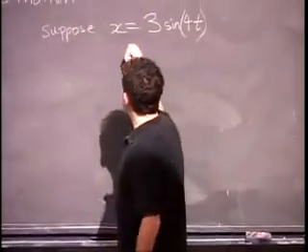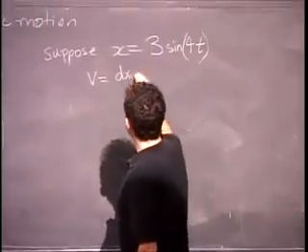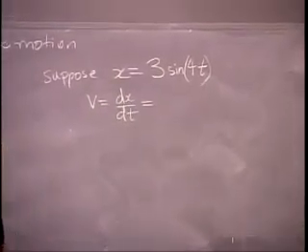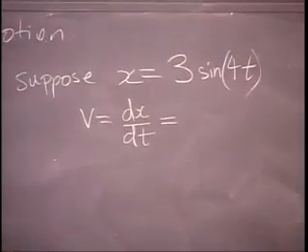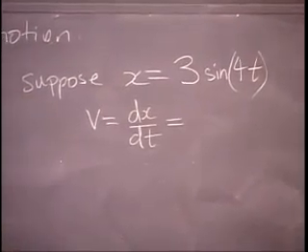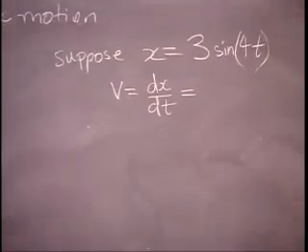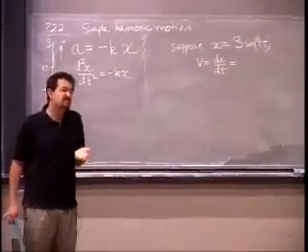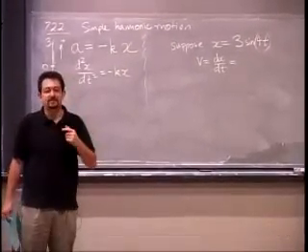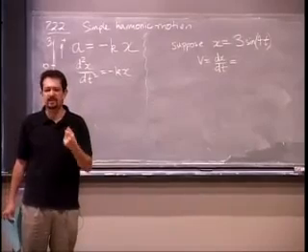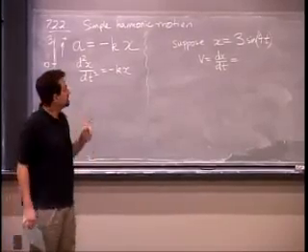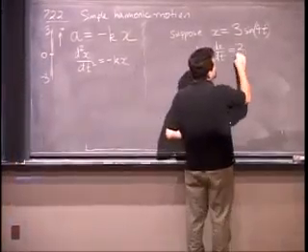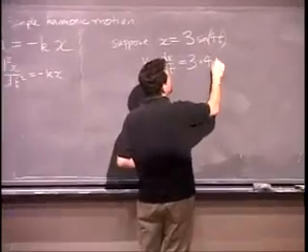What I want to do is find its velocity. The velocity is dx dt, and now I know how to differentiate this. Now, I would like you to tell me the derivative of sine 4t. What's the derivative of sine t? Cosine t. So what's the derivative of sine of 4t? Well, you should really use the chain rule, but let's do it in our heads. The derivative of sine 4t should be cosine 4t. But we need to multiply by the derivative of 4t, which is just 4. So this is 3, because that's a constant, times 4 cosine 4t.